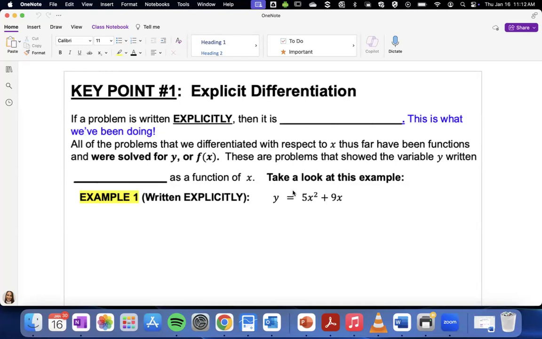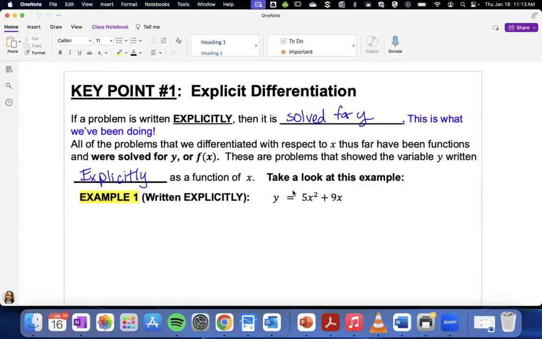And so all the problems that we differentiated with respect to x have been solved for y, or for f of x or g of x. So these show that the variable y is written explicitly as a function of x. So for example, here, I'm going to show you what we've been doing and what I haven't written because it wasn't necessary, okay? And this will show you how we deal with implicit differentiation.